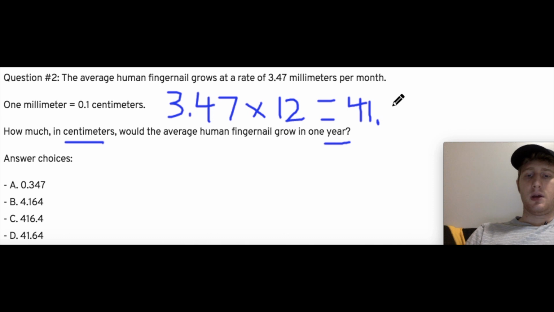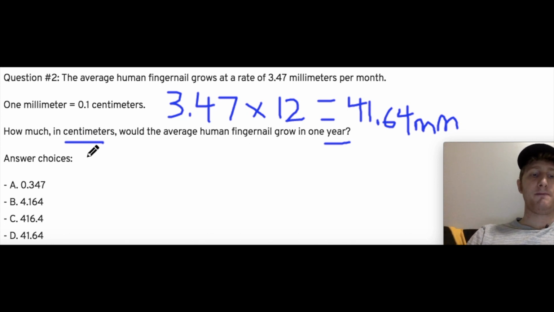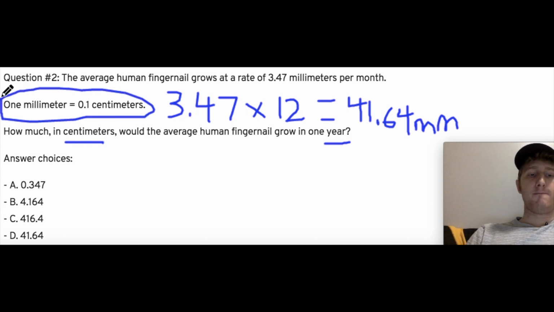So I did that in my calculator, and I got 41.64. Okay, so that's 41.64 millimeters, right? And the question, though, is asking us how many centimeters, right? So we had to take this 41.64 and convert it into centimeters. And luckily, they've given us this conversion factor right here, all right? So here's what you do.